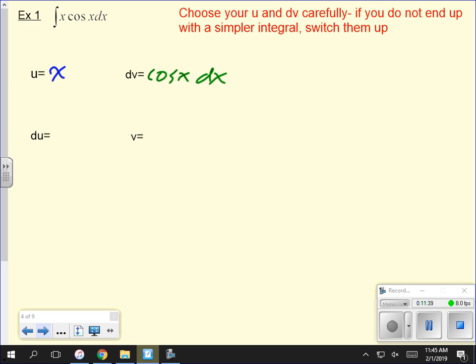So I have my u, and du. What's the derivative of x? dx. Okay, and with dv, I start with dv, so I go from dv to v. That means I do what to cosine x dx? I do the antiderivative. The antiderivative of the cosine is the sine. Don't worry about plus c till your final answer. Why is cosine x dx dv and not v?